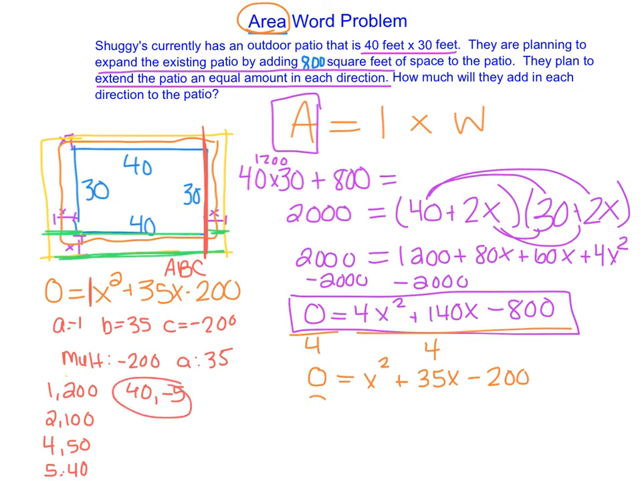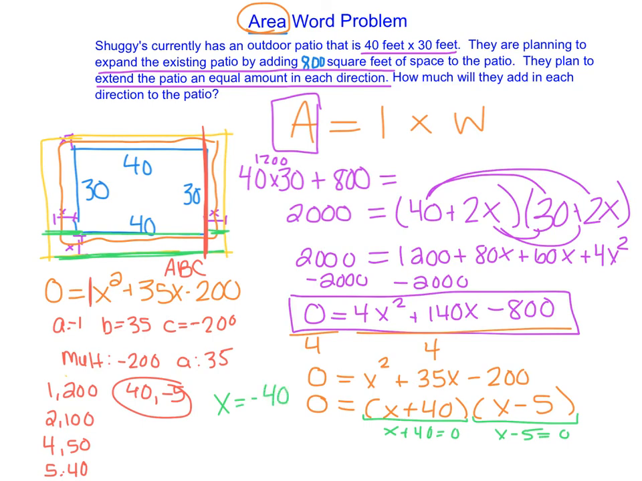So what I can do over here is take my equation and rewrite this as x plus 40 and x minus 5. So I was able to factor that trinomial. And then from here I can use the zero product property because I have something times something is equal to 0. And if I set each part equal to 0, so x plus 40 equals 0 and x minus 5 equals 0, I find that x can either be a negative 40 or x can be a positive 5.